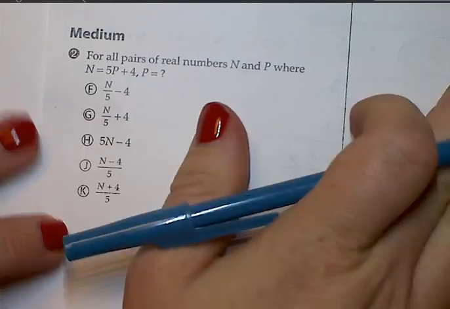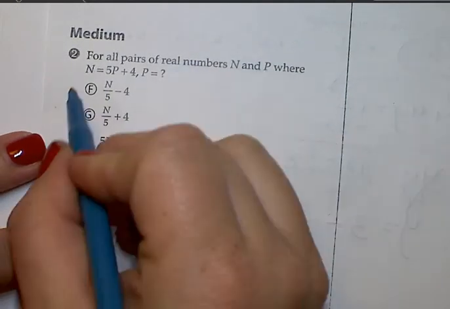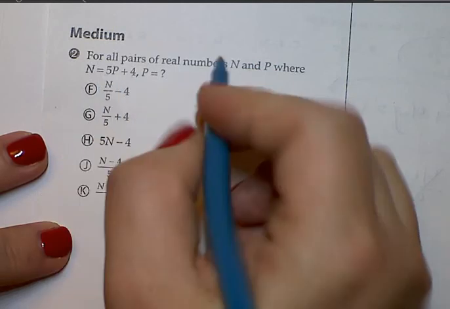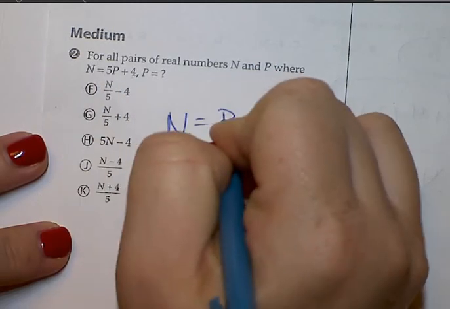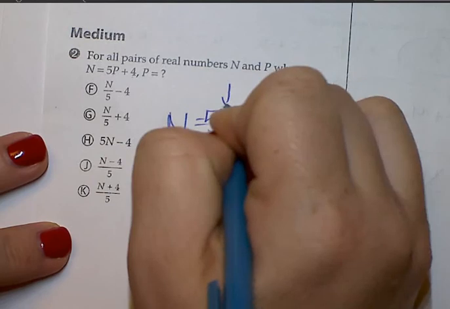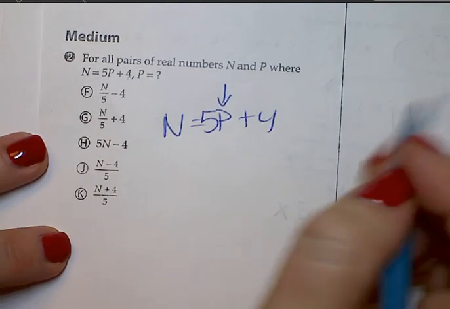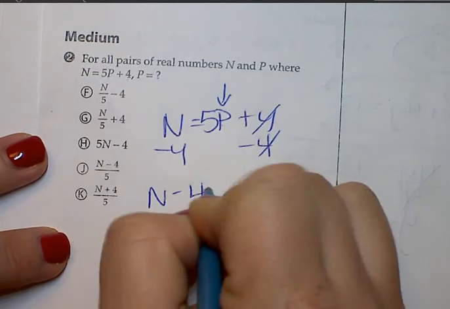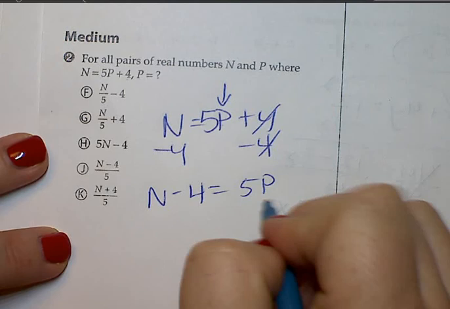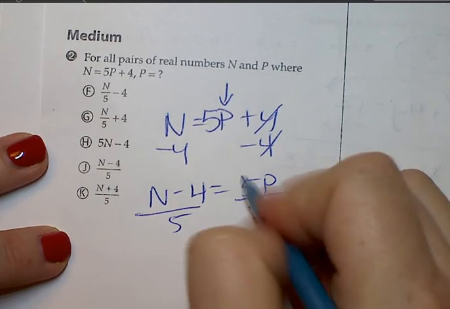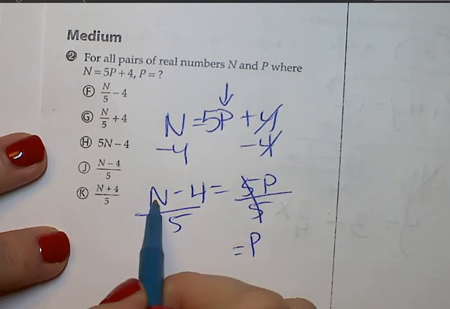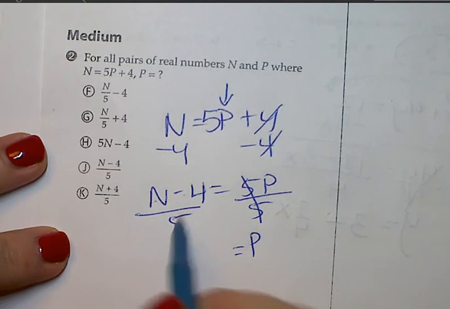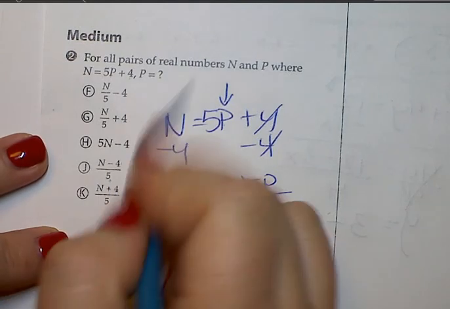For all the pair of real numbers n and p, where n equals 5p plus 4, what is p? So I'm going to solve for p. I'm going to isolate the p. First, I'm getting rid of the constants that are not touching the p. They're not stuck to it by multiplying. So n subtract 4 equals 5p. Opposite of multiplying is dividing. The 5's cancel. And p equals n subtract 4 all divided by 5. Correct answer is J. Let's move on to number 3, a little more difficult here.